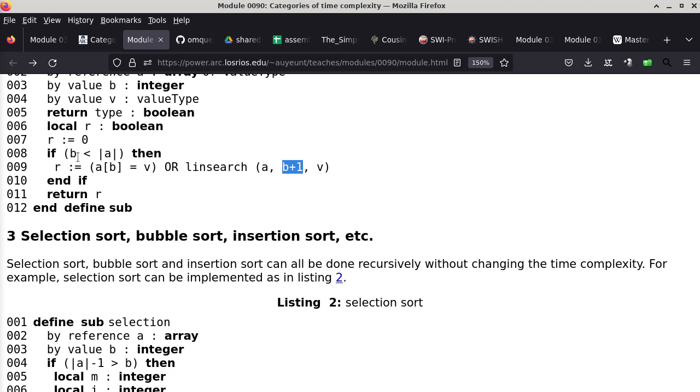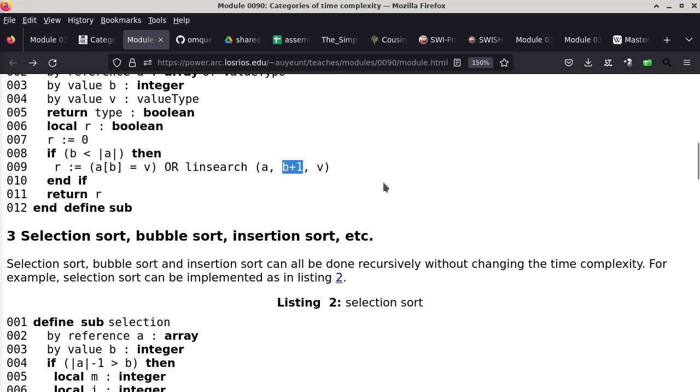Does that make sense? Okay, because b is increasing with every embedded recursive call. At some point, it's going to get to |a|, in which case we will say b is no longer less than |a|, so the default value of r, which is false, is returned. Is that okay? So we'll call T(0), because in that case we have 0 elements left. So we'll call T(0) some constant.